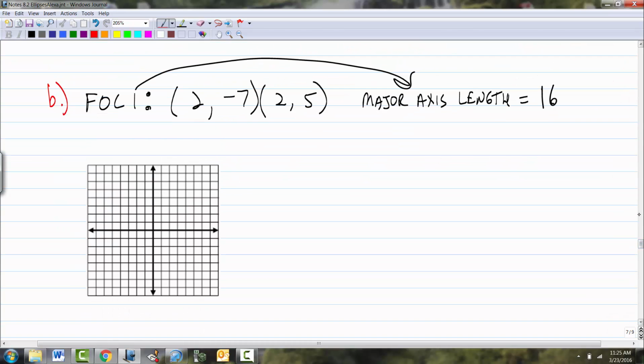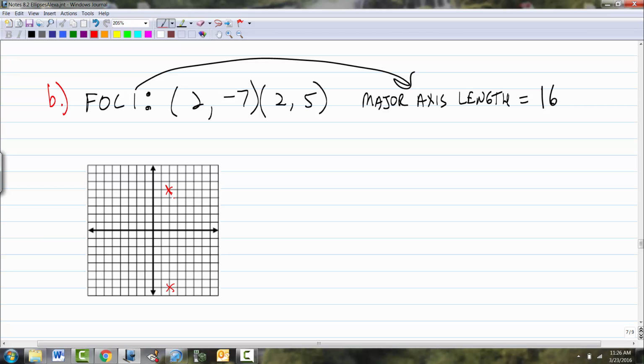I don't know why I have this one. It's because when you're given foci, it just requires a little bit more thought. 2 comma negative 7. 2, 3, 4, 5, 6, 7. 2 comma 1, 2, 3, 4, 5.